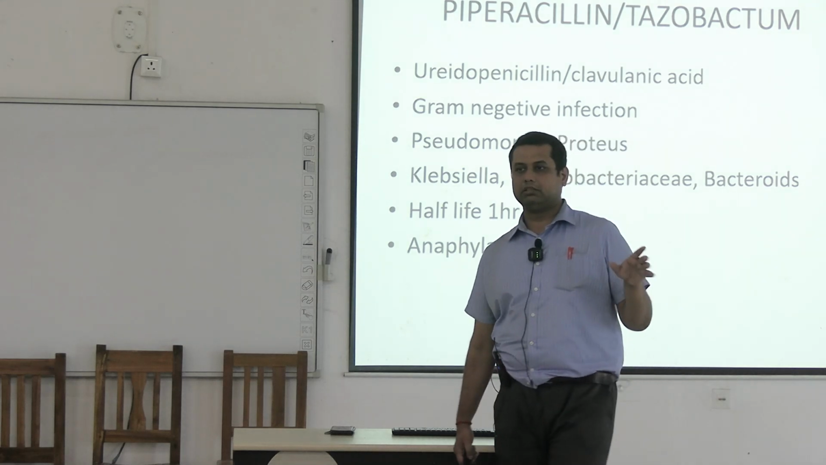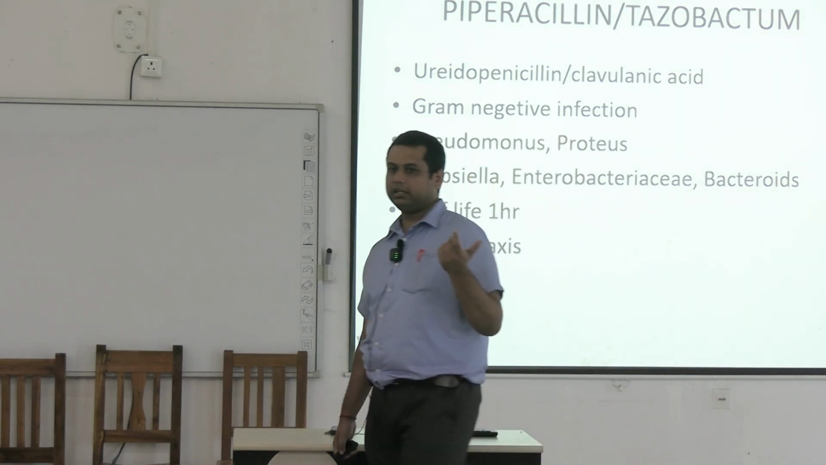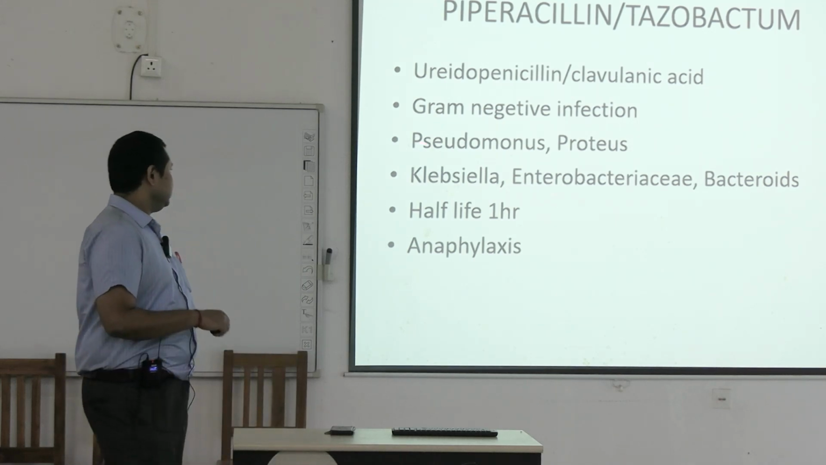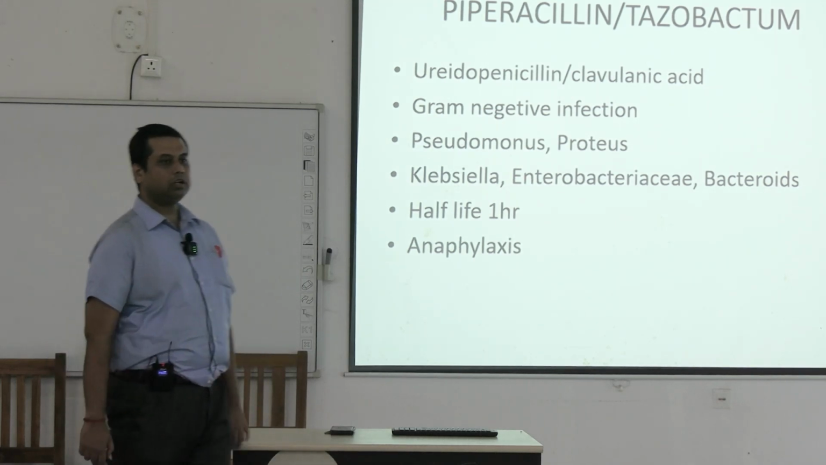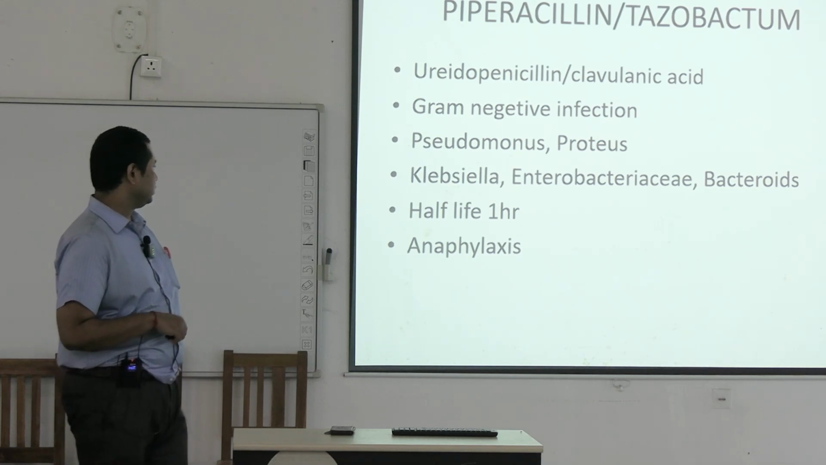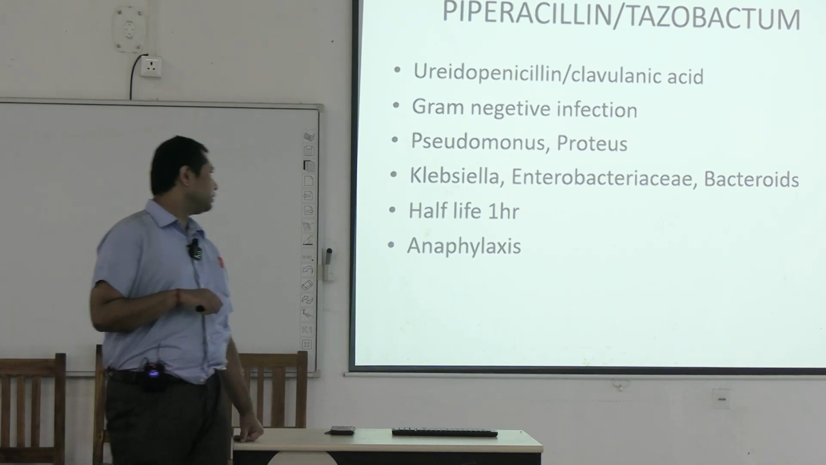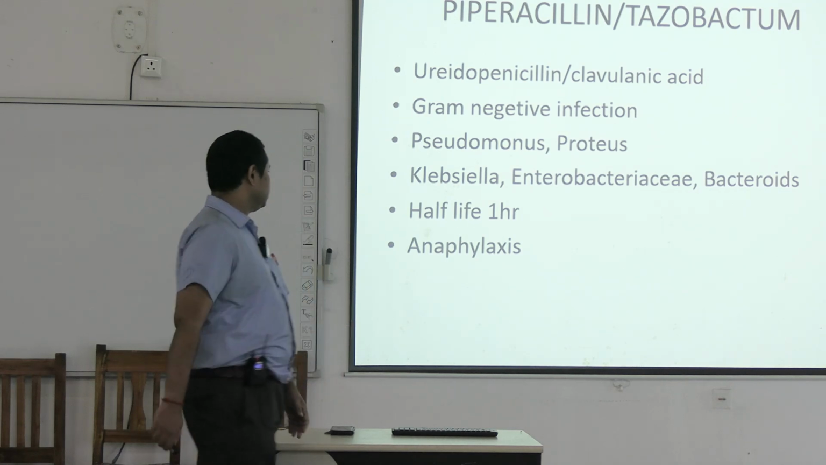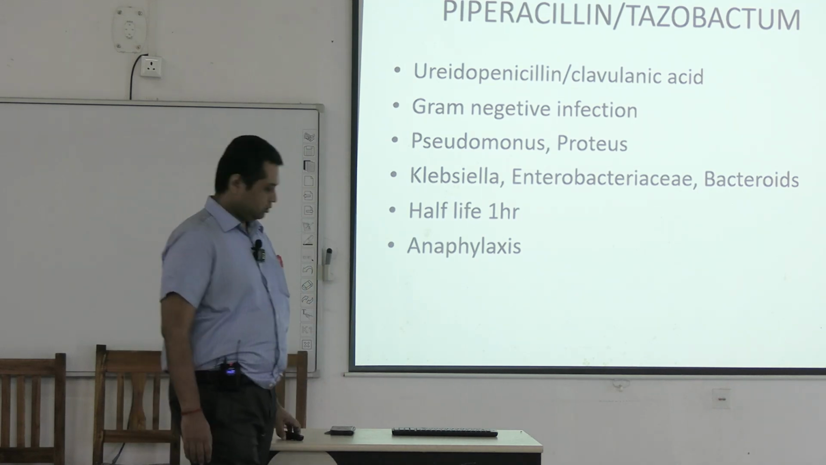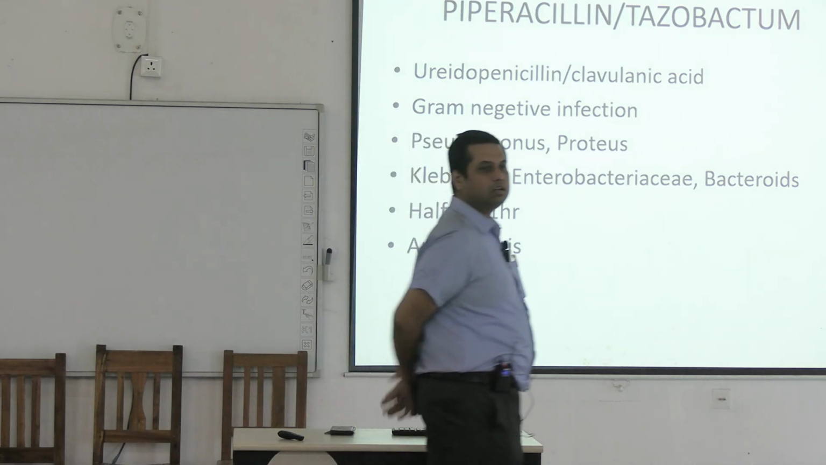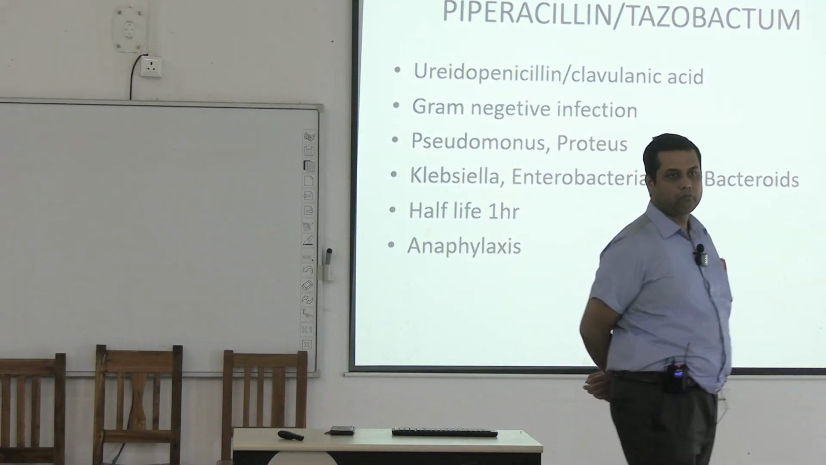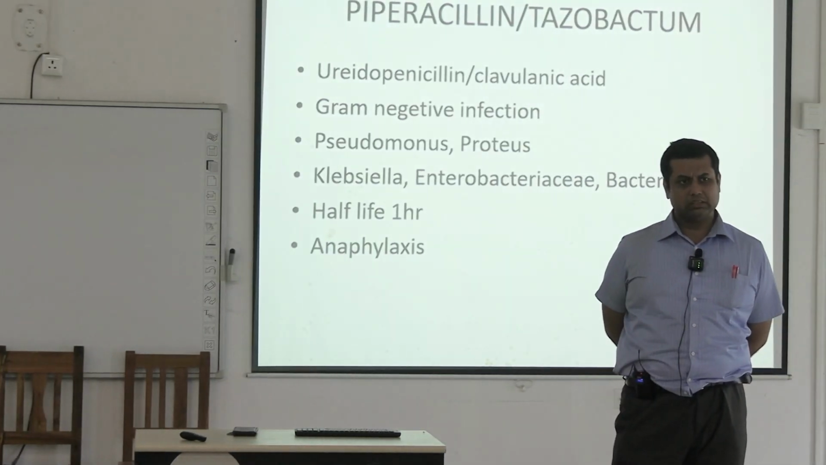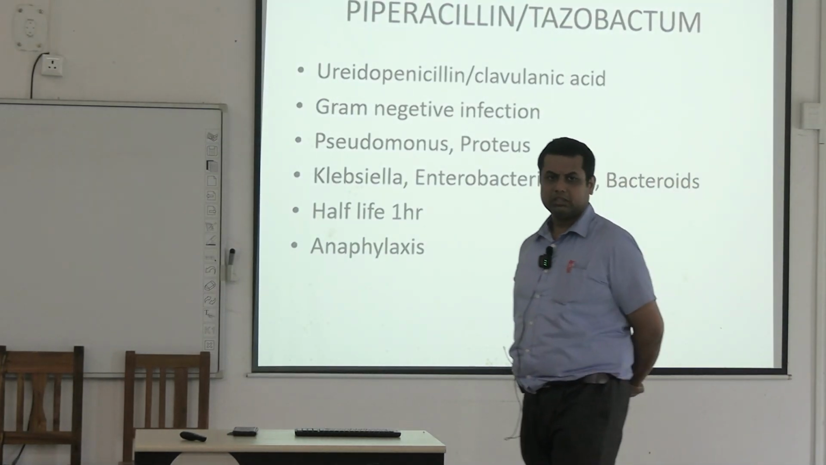One of the hardest bacteria to contain is the Pseudomonas. So, it is also effective against Pseudomonas, Proteus, Klebsiella, Enterobacteriaceae, Bacteroides. Now, half-life is 1 hour. So, what about dosing? It requires frequent dosing. Yes, QDS or TDS are required.